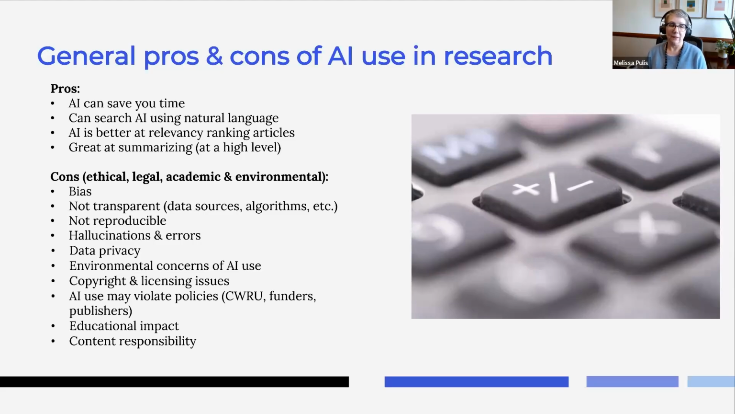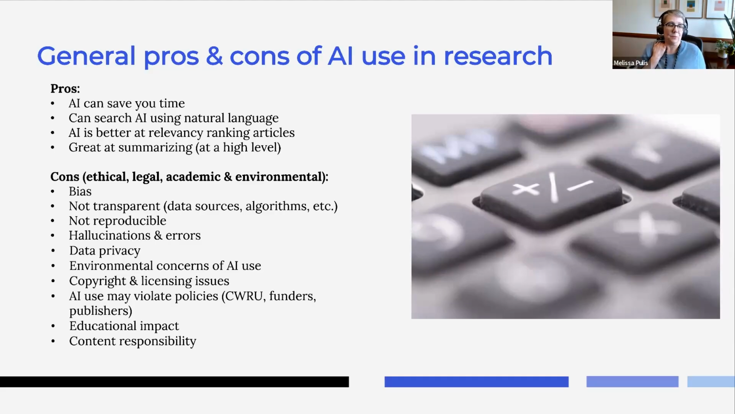AI is really great at relevancy ranking articles, which means that when you search with AI, there's a pretty good chance you're going to get some articles that are just really perfect for you, which you don't necessarily always see in the traditional databases like PubMed or Embase. You'll get, I'll say, better articles in those databases, but they're not always great at ranking the best ones to the top. And last, AI is great at summarizing research at a high level. Once it gets more in depth, you may have some issues, but at a high level, it's pretty good.